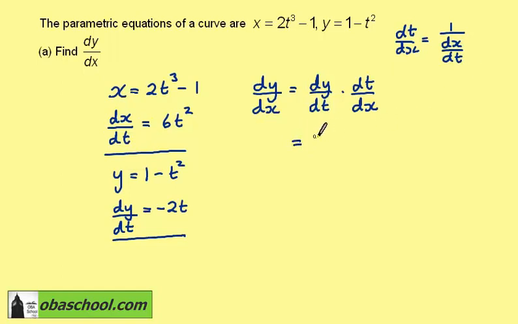dy/dt is minus 2t, and dt/dx is 1 over 6t squared. The 2 will cancel with the 6, and the t on top with one of those on the bottom. This leaves us with minus 1 over 3t.